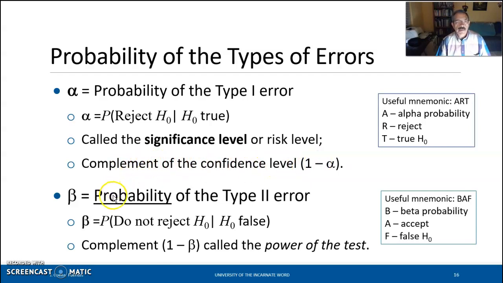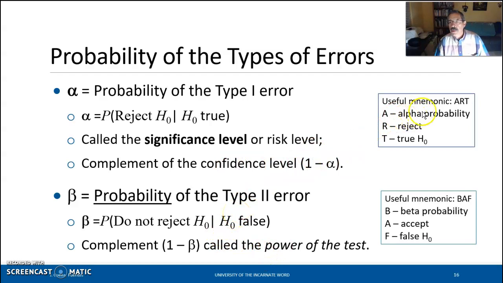The second probability, for the type 2 error, is called beta. This is the probability of not rejecting the null hypothesis when the null hypothesis is false. And the complement of this probability, 1 minus beta, is called the power of the test. In our course, we will not talk about the power of the test, but this is the criteria to determine the minimum sample size in most statistical applications.